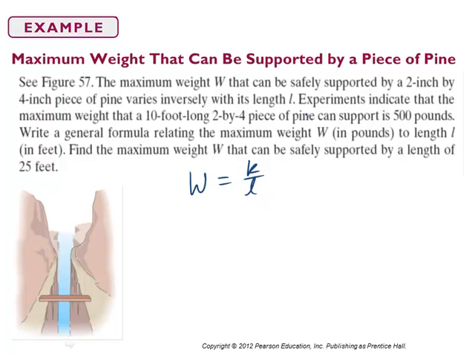And then we can take a look at this next statement that says experiments indicate that the maximum weight this piece of wood can support is 500 pounds. So W is going to be 500, equal to k over the length, which is 10. So that means that k is equal to 5,000.